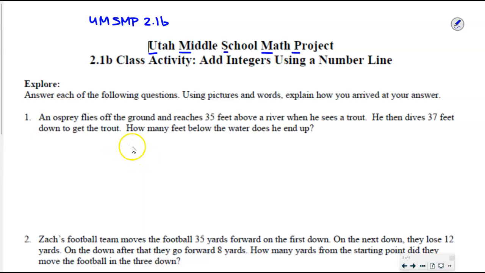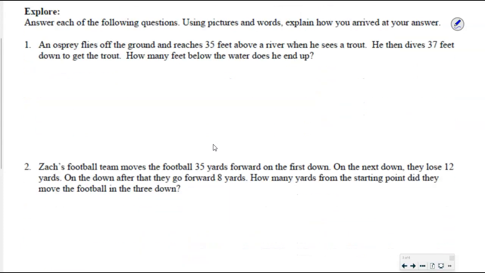An osprey flies off the ground and reaches 35 feet above a river when he sees a trout. He then dives 37 feet down to get the trout. How many feet below the water does he end up? That's your first one that you'll discuss.